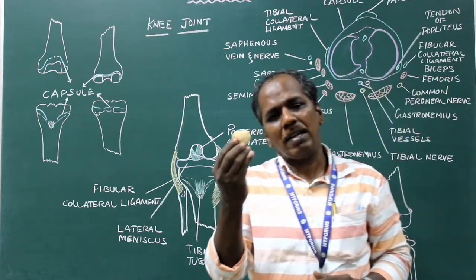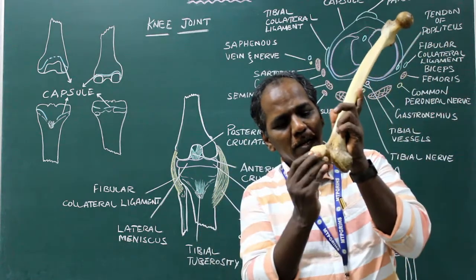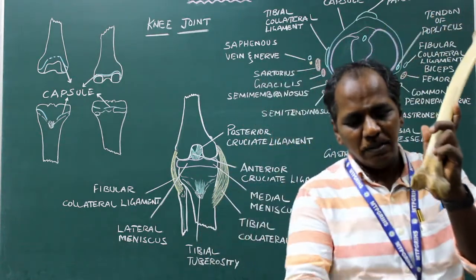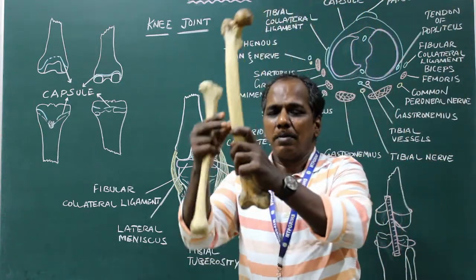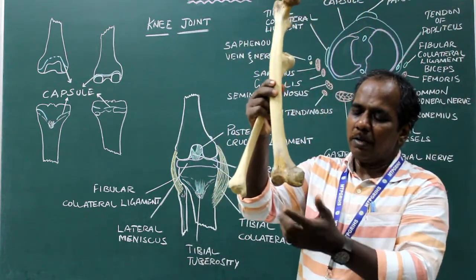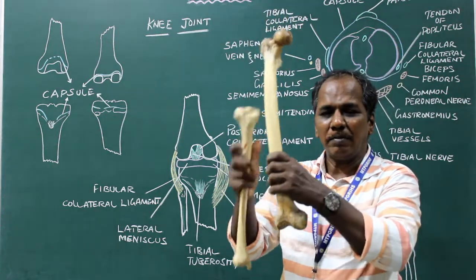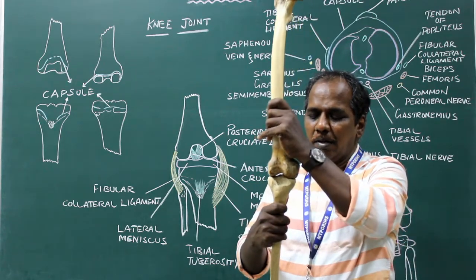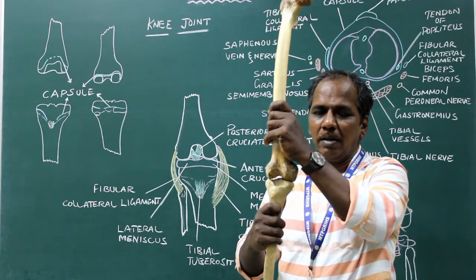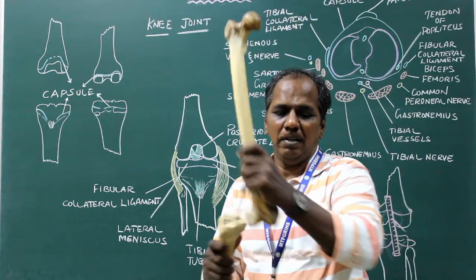So, the patella articulates anteriorly in the trochlear surface, whereas the inferior articular surfaces of the medial and lateral condyles of the femur articulate with the superior articular surfaces of the medial and lateral condyles of the tibia. So, these are the articular ends of the knee joint.